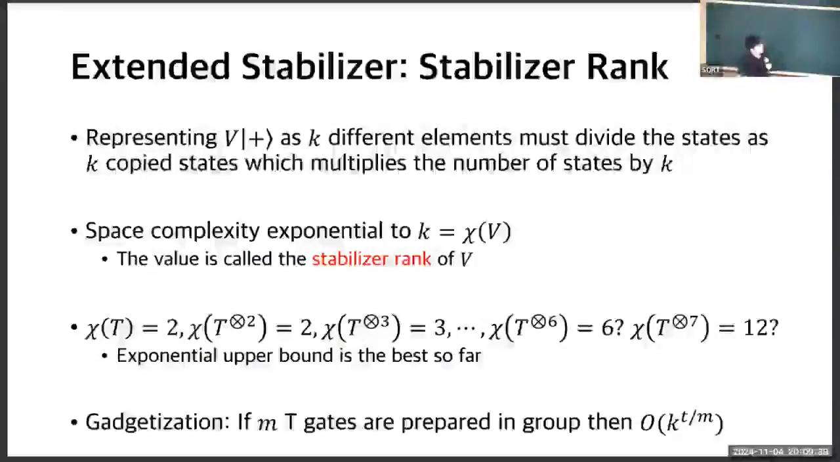So for gadgetization, if M T gates are prepared and we can make it in groups of T gates, then we can divide the exponent by M, so this makes an exponential speedup here. We can improve those because we need to simulate here. So we actually found the combinations for that.